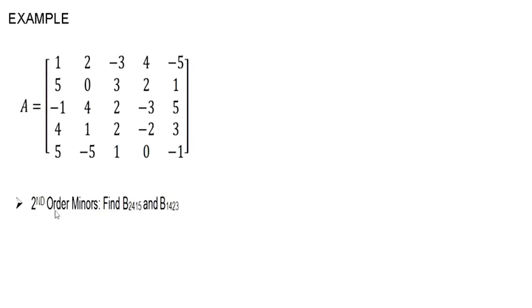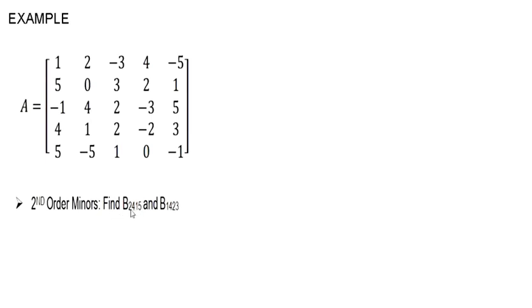So what will be the second order minors? Here, B is our second order minor. This is our symbol for the second order minors. The numbers here, the first two numbers, 2 and 4, are for the rows, and the 1 and 5 are for the columns. Since this is second order, for third order there should be 6 numbers: the first three for rows, and the last three for columns.